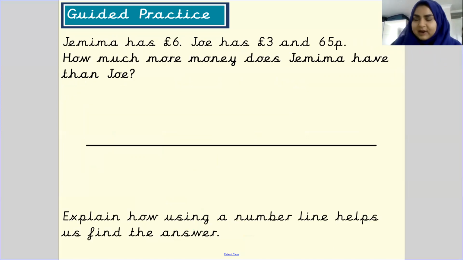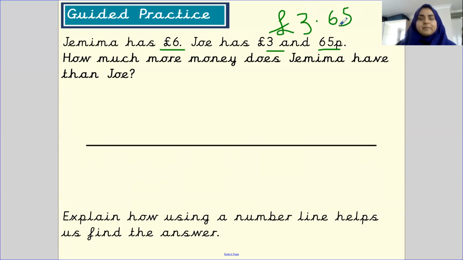So let's do guided practice number 2. It says here, Jemima has £6. Joe has £3.65. How much more money does Jemima have than Joe? Explain how using a number line helps us find the answer. So I have a number line here. Can you try and see how you would work it out using a number line?